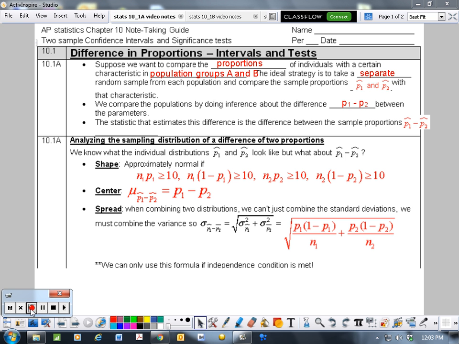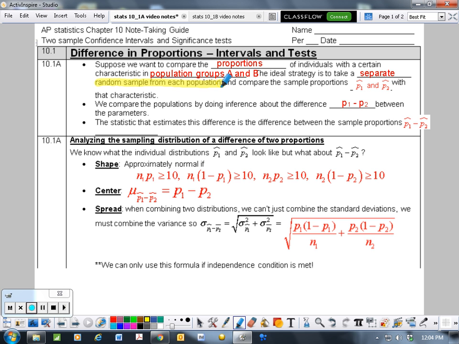The ideal strategy is to take separate random samples. So that's really important, that we're taking a random sample from one group and we're going to compare those sample data. So p1 hat and p2 hat: population 1 sample, population 2 sample. And then we're going to compare the populations by doing inference about the difference p1 minus p2 between those parameters. And the statistic that estimates this difference is the difference between the sample proportions.